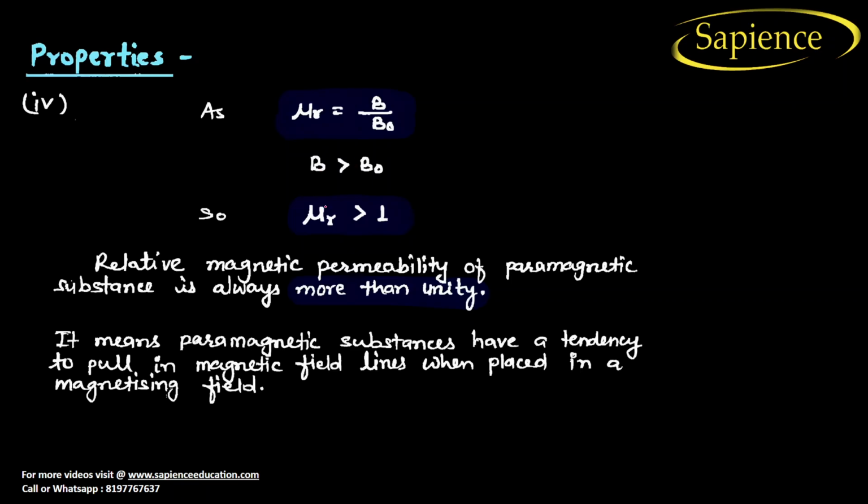Now, if mu r is greater than 1, the relative magnetic permeability of a paramagnetic substance is always more than unity. This means that paramagnetic substances have a tendency to pull the magnetic field lines when placed in a magnetizing field.